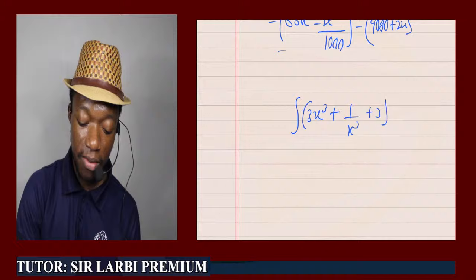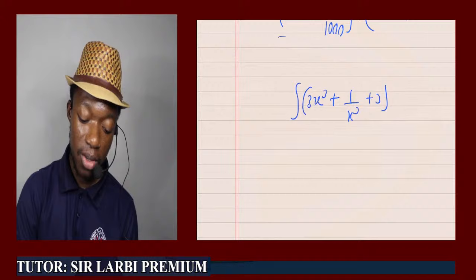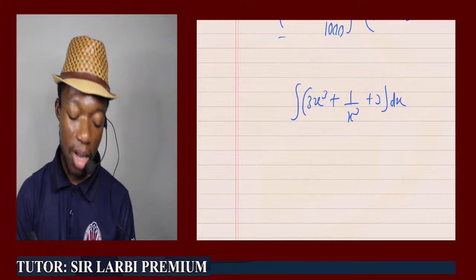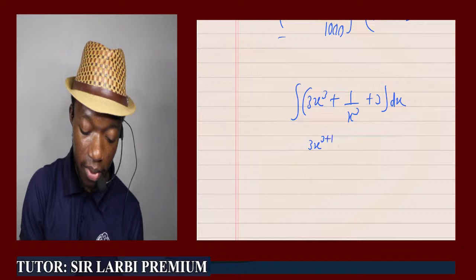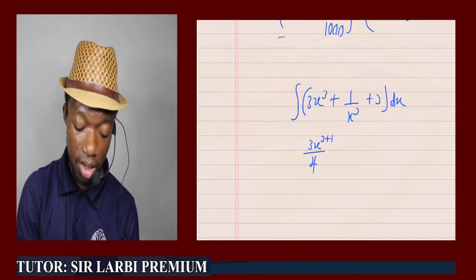Okay, so how then do we integrate this? Very simple. Integration means that we want to find the reverse of differentiation. So all we do is add 1 to the exponent and divide by the result. Here we have 3x³, we add 1 to the power 3, getting 4, so we divide by 4. That is all.